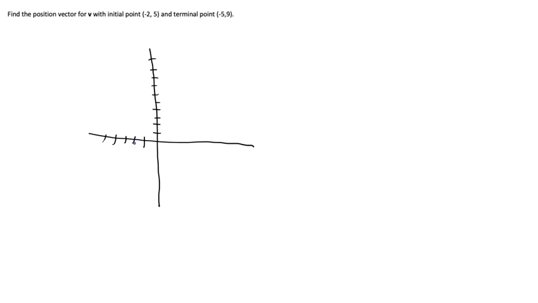So the initial point is at -2, 5. So we'll draw that point right there. That's the initial point, right? That's where the vector starts. The terminal point is at -5, 9, right? That's going to be over here.